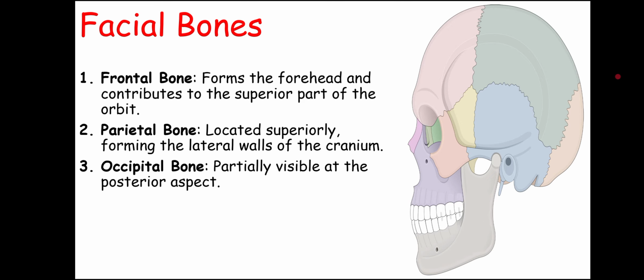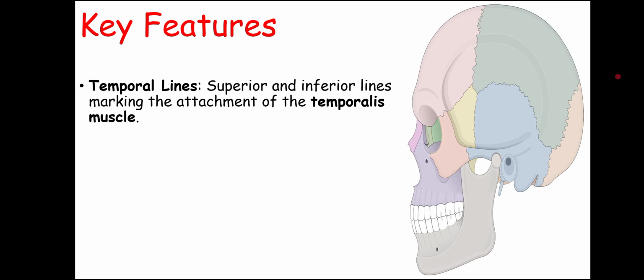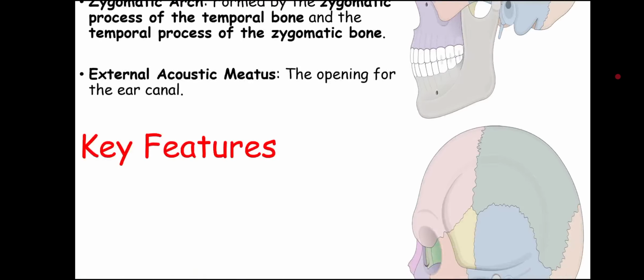Now let's talk about the key features of Norma Lateralis. It includes the superior and inferior temporal lines that make the attachment of the temporalis muscle. The next feature is the zygomatic arch that is formed by the zygomatic process of the temporal bone and the temporal process of the zygomatic bone. The next key feature is the external acoustic meatus that is the opening for the ear canal.